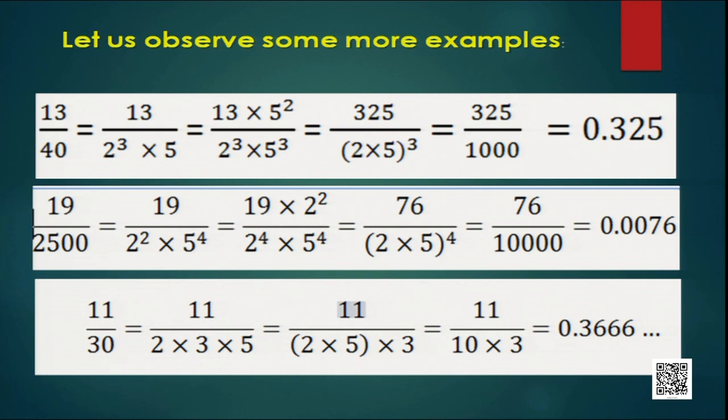And finally it becomes 0.0076. In another example, we take 11 by 30, which is split as 2 into 3 into 5. Here 2 to the power 1 into 5 to the power 1, and another 3 is there whose power is also 1. Now 2 into 5 multiplied together becomes 10, but still another 3 is existing in the denominator. So that's why in this case we are not finding the decimal as terminating. We find it is 0.366 and so on. That means it is continuing.